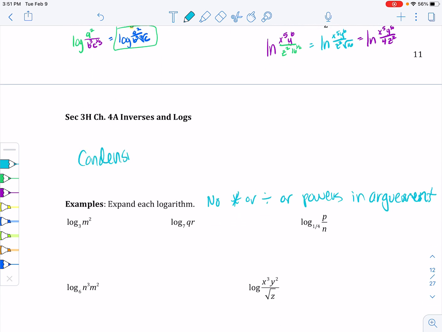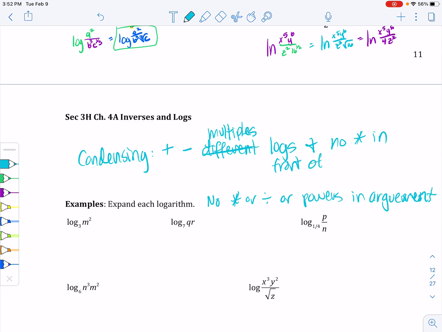Your condensing was where you're just writing it as one log, which means that there is no adding, subtracting, different logs. I mean, multiple logs, I should probably say. And no multiplying in front of logs. So that's what we mean by condensing.